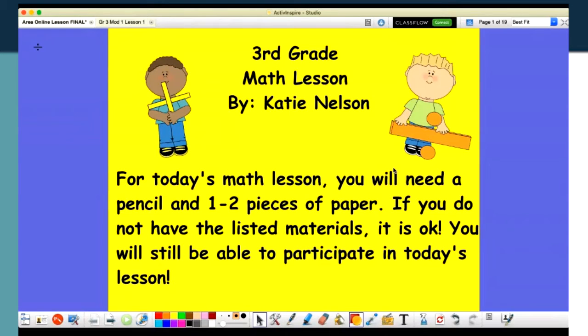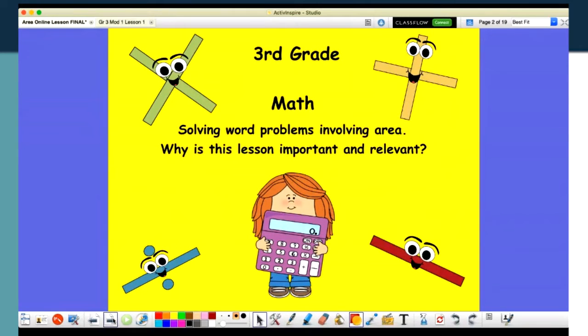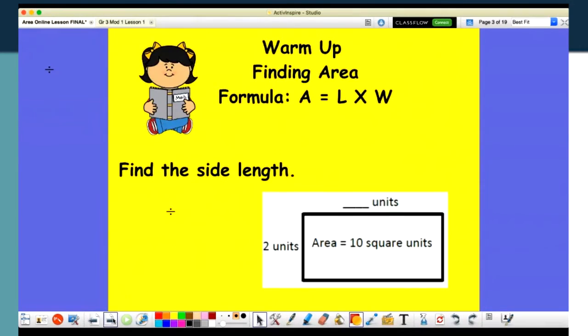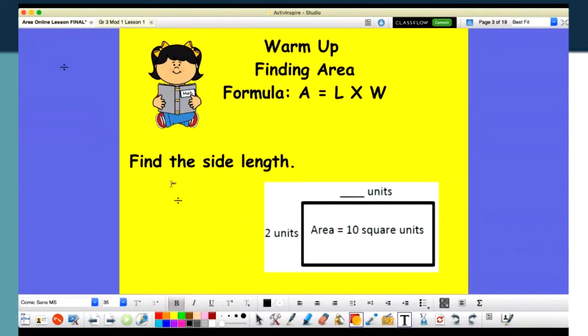You will still be able to participate in our lesson by just verbally responding and thinking out loud to yourself as we go through. So we're going to get into solving word problems involving area. And let's just warm up with finding some missing side lengths because we have done this. So I want to review just a little bit before we continue on.